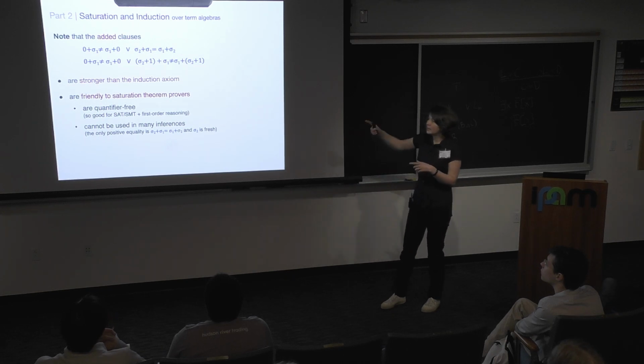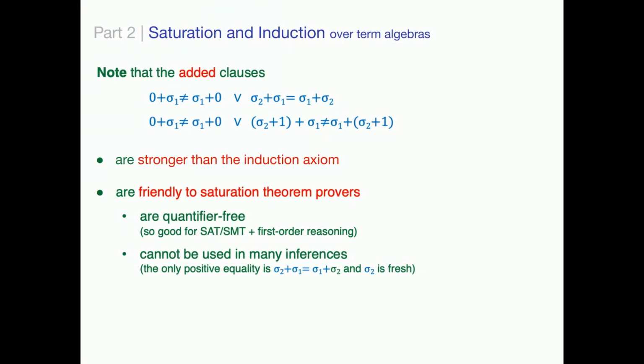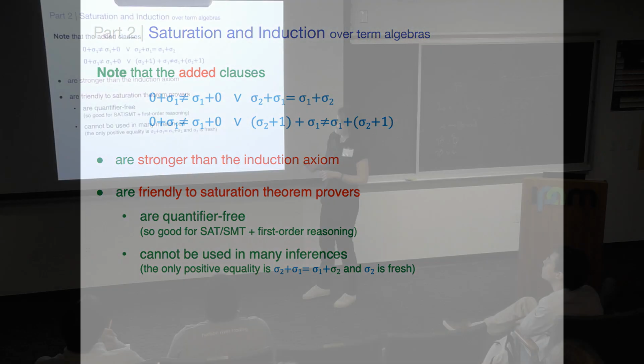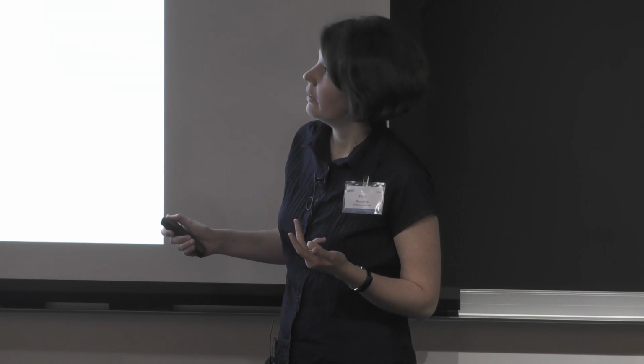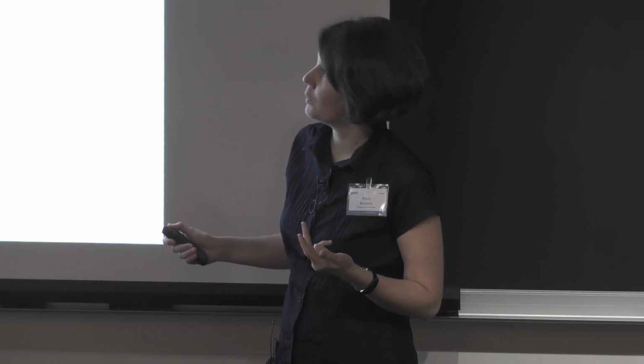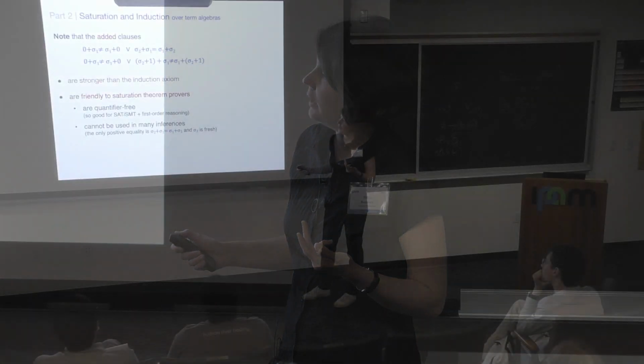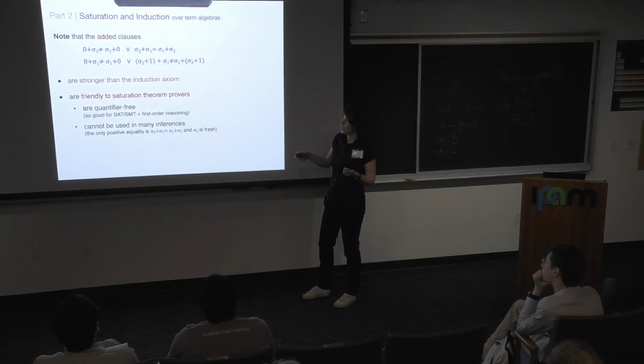And by this I mean two things. First, they are quantifier free, which makes them easier to reason with. And second, they cannot be reused in many inferences. Now I'll first explain why, and then why this is good. The literals that might have many consequences are namely the positive equalities. The only positive equality that we have here is this one, and that contains the symbol sigma 2, which is fresh and is actually only used in these two clauses and nowhere else in the search space. So this will be hard to match to something else in the search space and hence hard to derive something new from it.